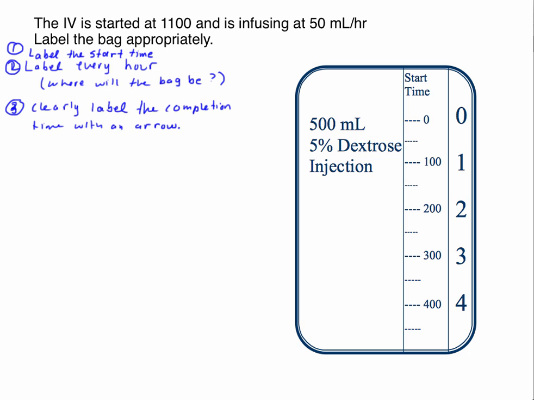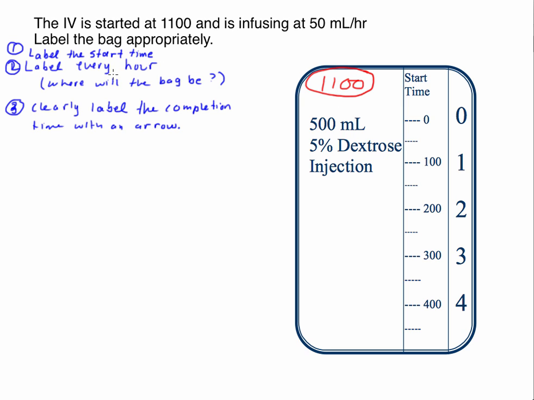The first thing we need to be able to do is to label the start time. That should be very clear of where that goes. That's going to go right at the top of the bag, and I would recommend circling that. The start time is at 1100.